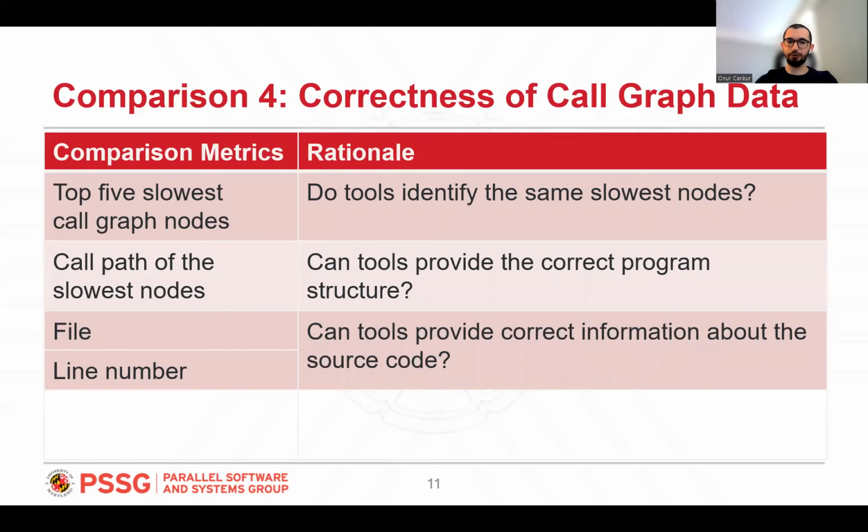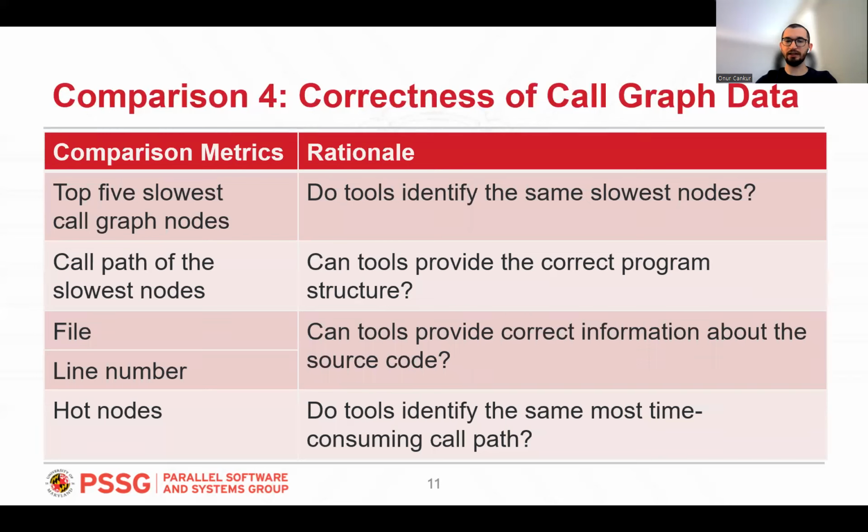And we also looked at file and line number to see if the tools provide correct information about the source code. And this is also important because after identifying the slowest node using the profiling tool, we should be able to locate that part of the code in the source code and optimize it. So file and line number information should be correct.